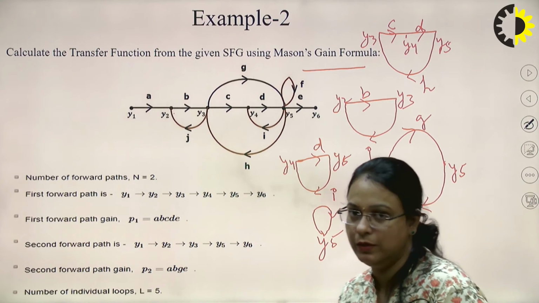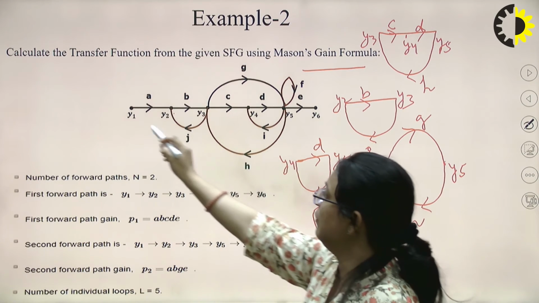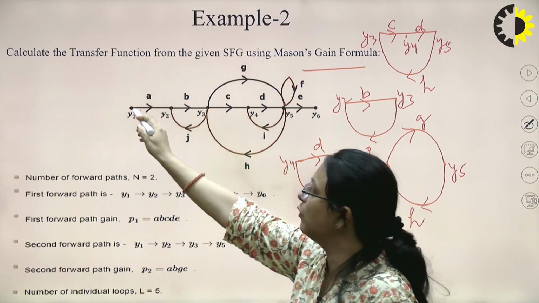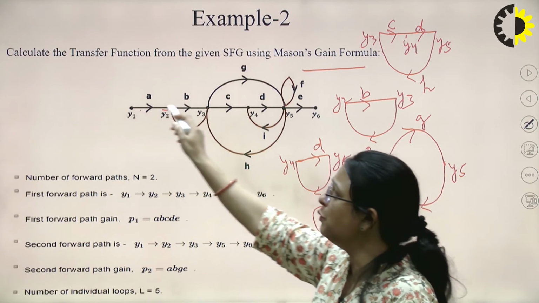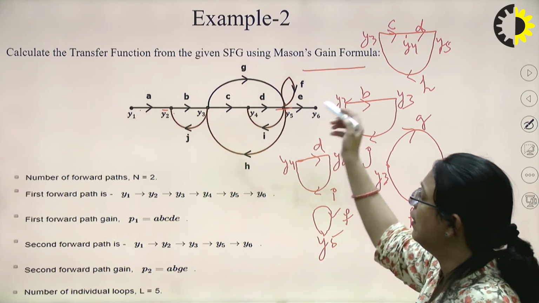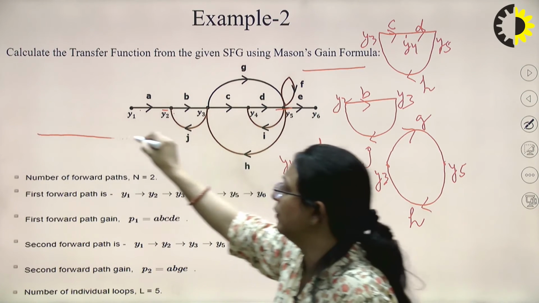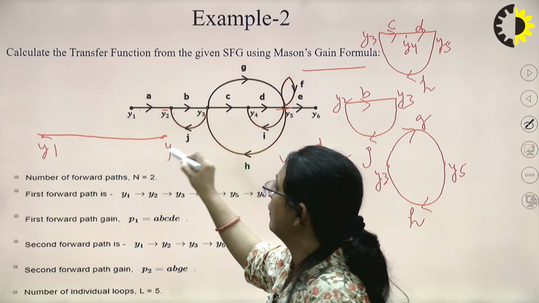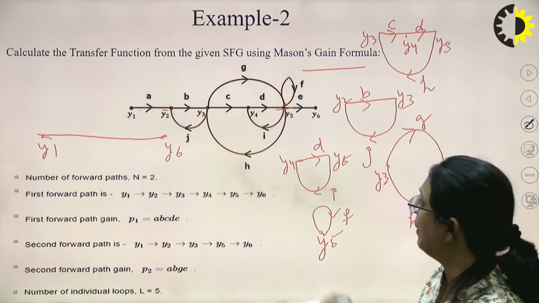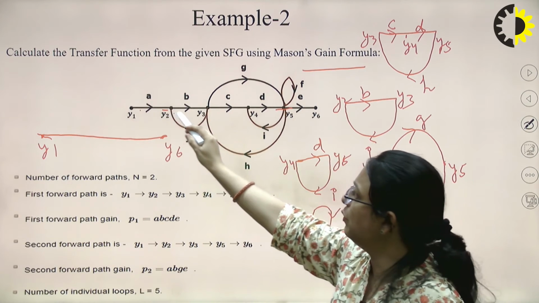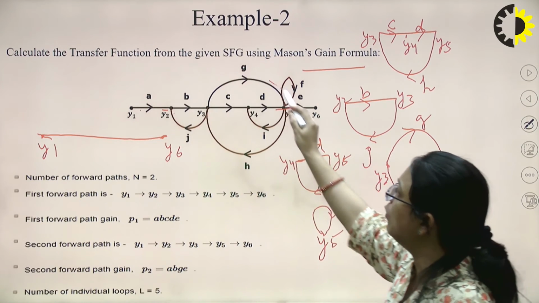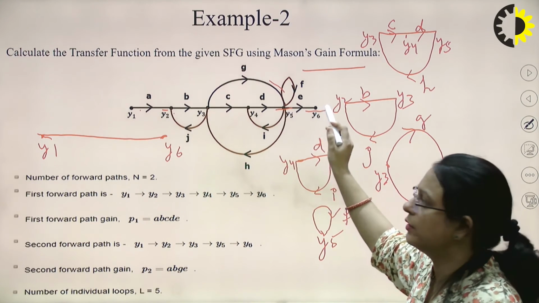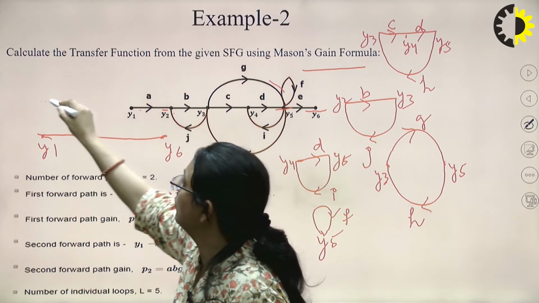Let's talk first about the number of forward paths. You can see one forward path is when we move from Y1 to Y2, Y3, then Y4 to Y5, from Y1 to Y6. Another forward path could be from Y1 to Y2, then Y3, and then directly to Y5 to Y6.